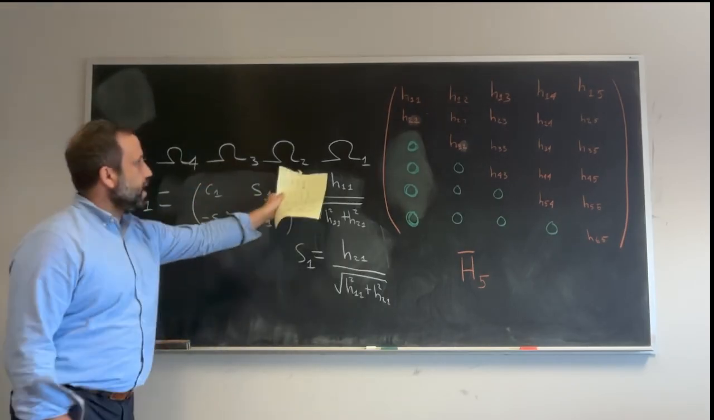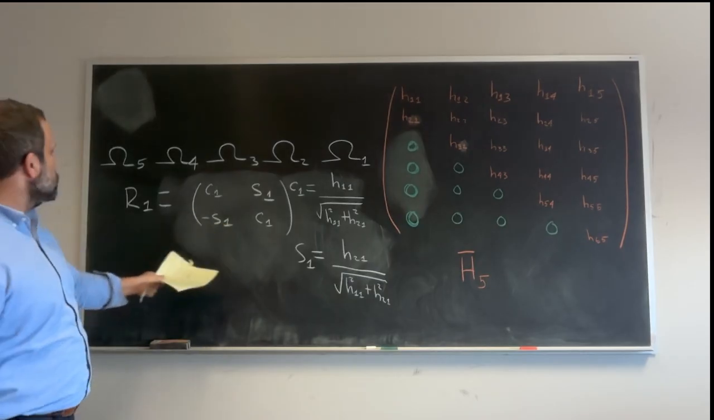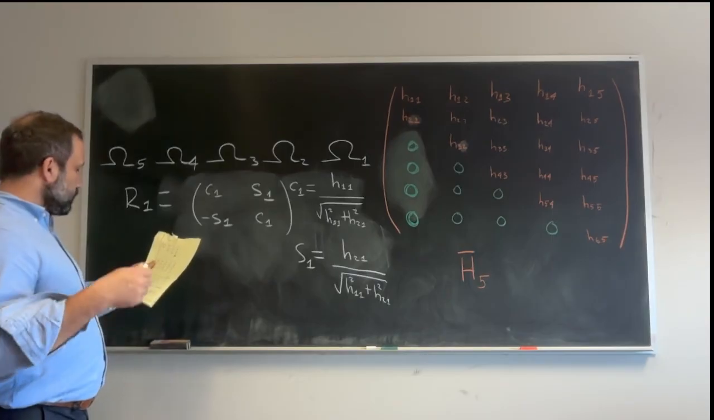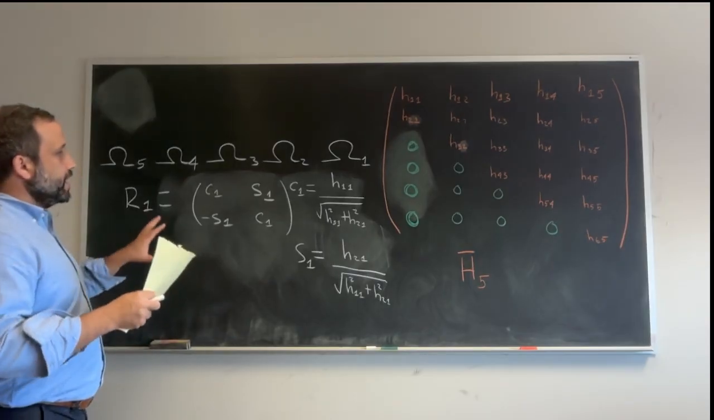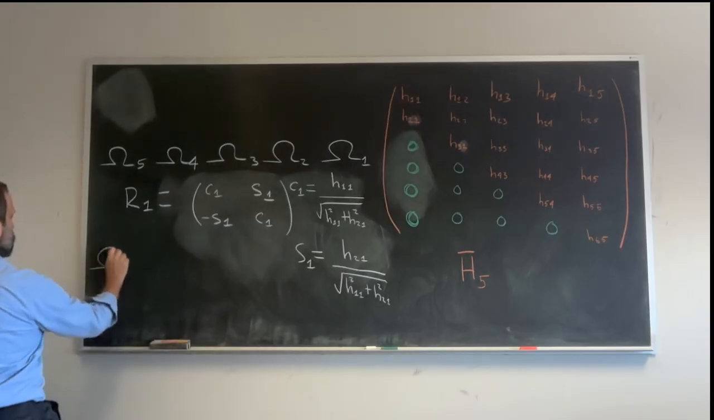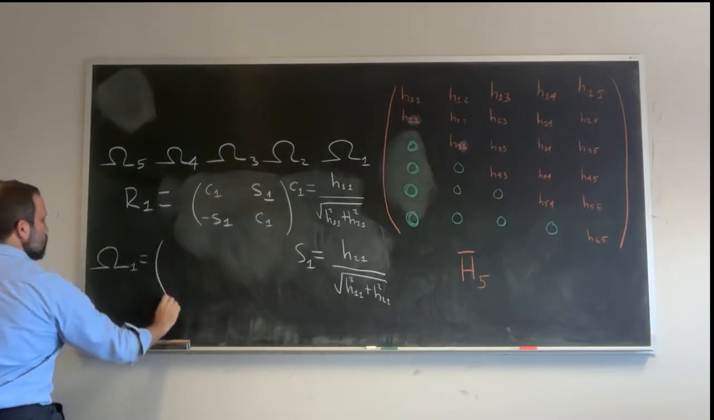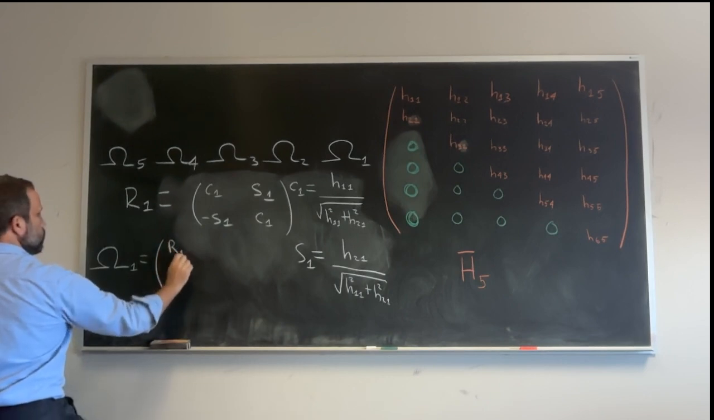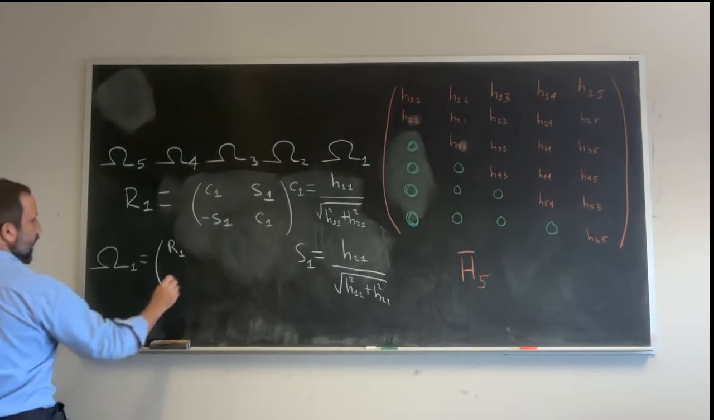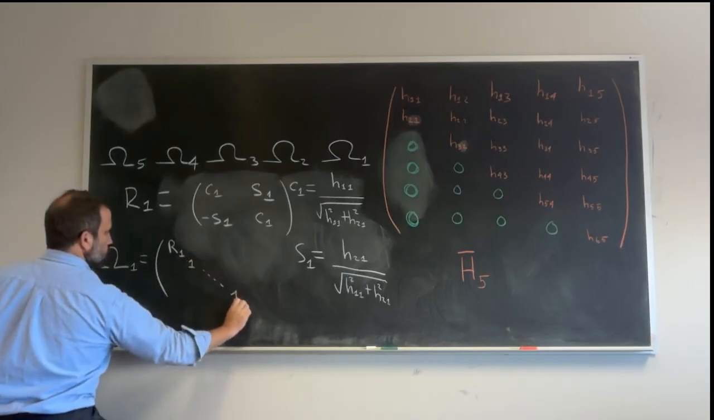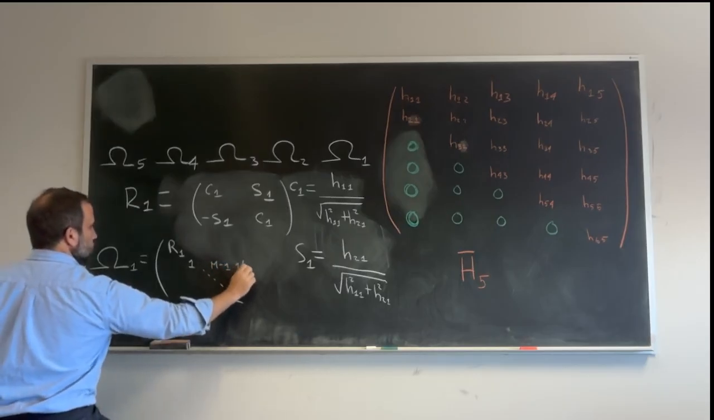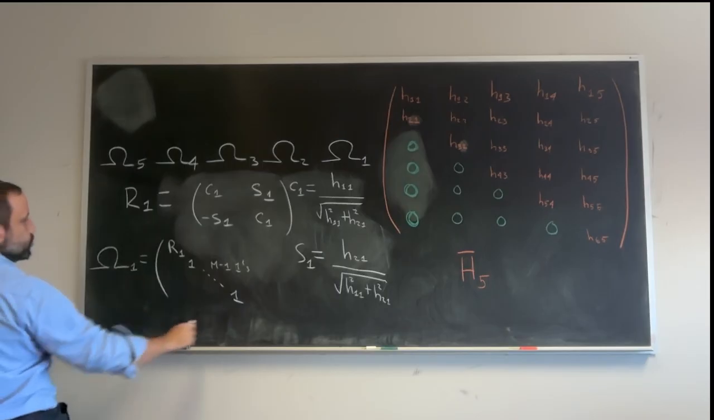Okay, that's not omega 1. So R1 is a 2 by 2 matrix. I'm going to embed R1 in a larger matrix with the proper dimensions. In fact, I'm going to embed it in an m plus 1 by m plus 1 matrix. And so omega 1 is going to be equal to R1 here. And then we're going to have 1s along the diagonal, and there are going to be m minus 1 1s along the diagonal. This is a 2 by 2 matrix.